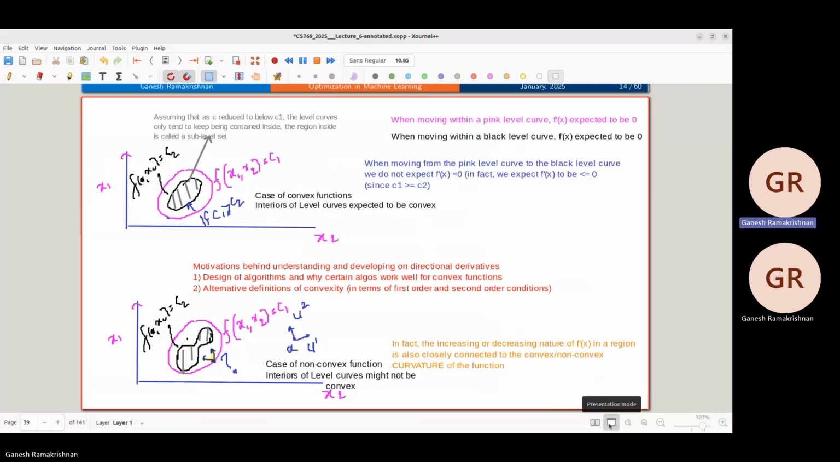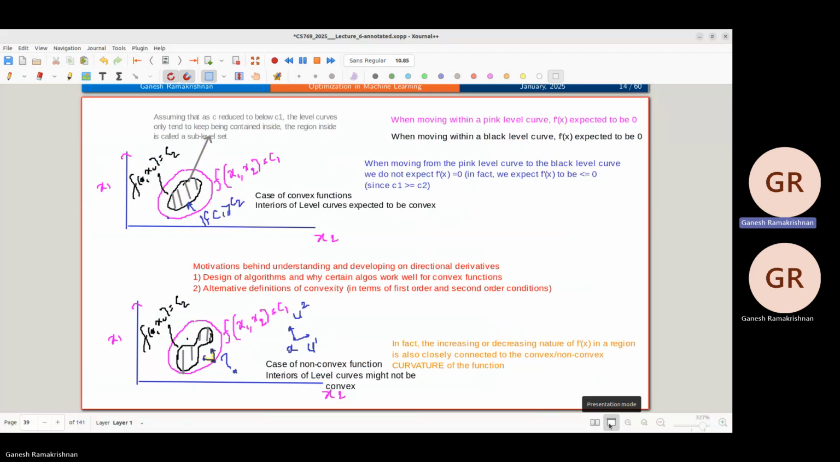And what do you expect the interiors of these level curves to look like? We expect them to be convex. If these are convex, the interior is also convex, and the function is convex. Now I have a slightly different diagram here. Again I have this pink level curve, and now the internal curve f(x1, x2) = c2 has not changed, but the shape has changed.